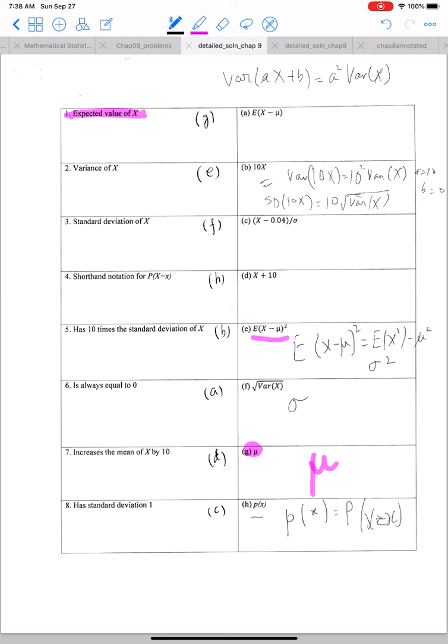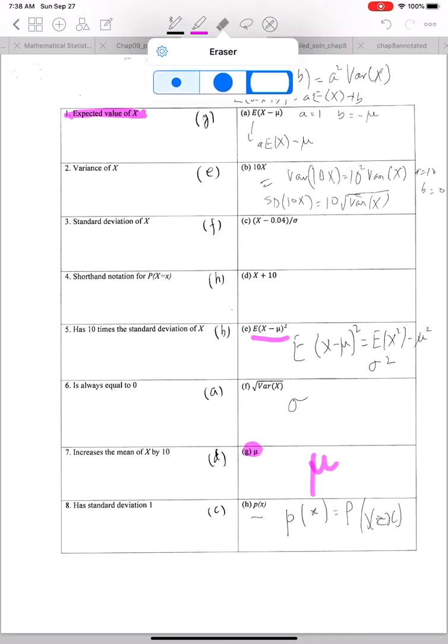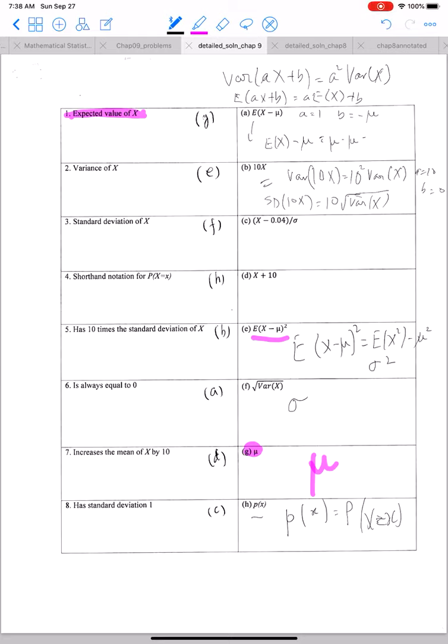Always equals 0. So expected value of x minus mu is always equal to 0, because here a is equal to 1 and b is equal to negative mu. We are using the formula expected value of ax plus b is equal to a times expected value of x plus b. So this is equal to 1 times expected value of x minus mu, because a is 1. This is equal to mu minus mu, which is equal to 0.